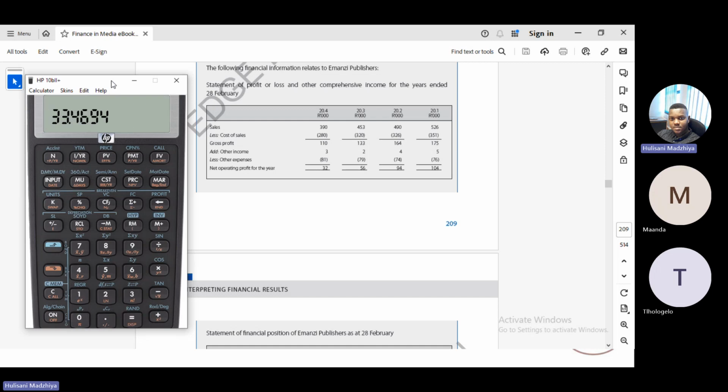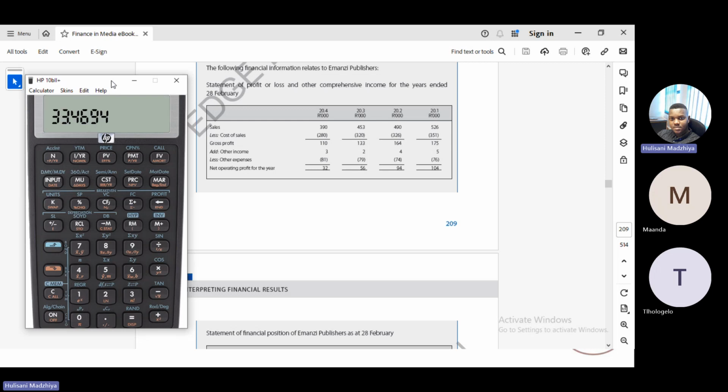This will give us 33.47%, rounding off to the nearest two decimals. So this just means that the profit realized by this company after contribution of cost of sales alone is 33.47%. If I was to round this off to the nearest percentage, I would say 33%.